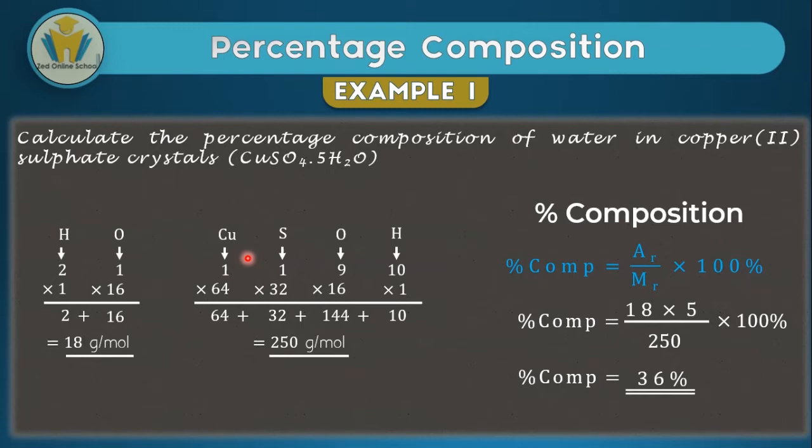Very simple. One thing you should pay attention to in this example is how we didn't use this 5 to find the molecular mass for the water. We only used this 5 when finding the percentage composition because this 5 plays a role in the composition of water in the hydrated copper 2 sulfate. However, this 5 does not affect the molecular mass for water independently.